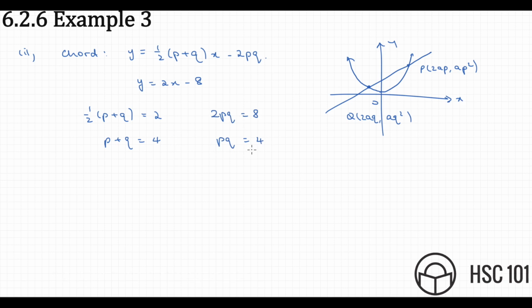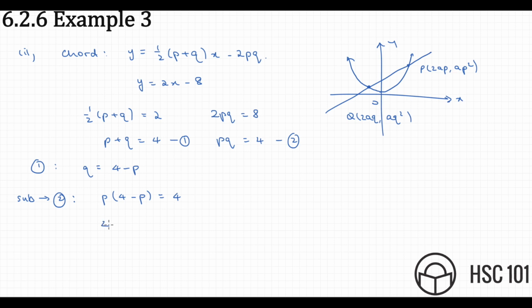But if I want to be more rigorous in my proof, let's say that this is equation 1, this is equation 2, and let's solve these two algebraically. So if I start off with equation 1, if I say that q is equal to 4 minus p, and I take this and substitute this into equation 2, then what we're looking at is p times 4 minus p is equal to 4.